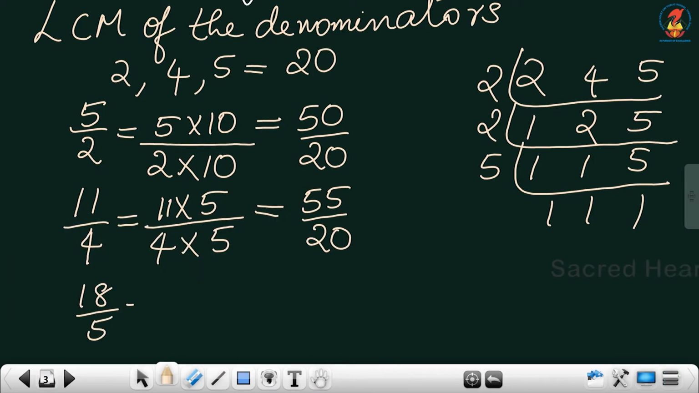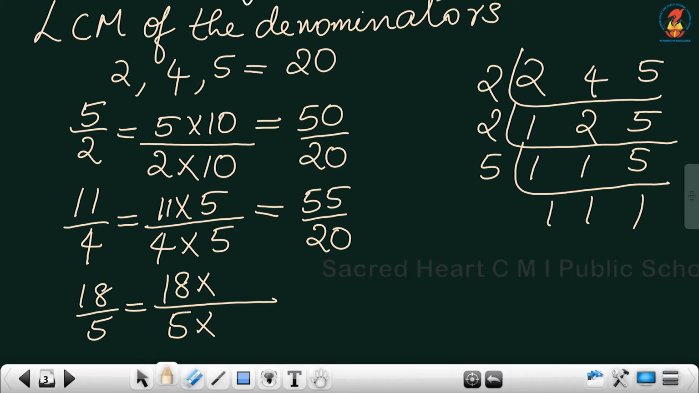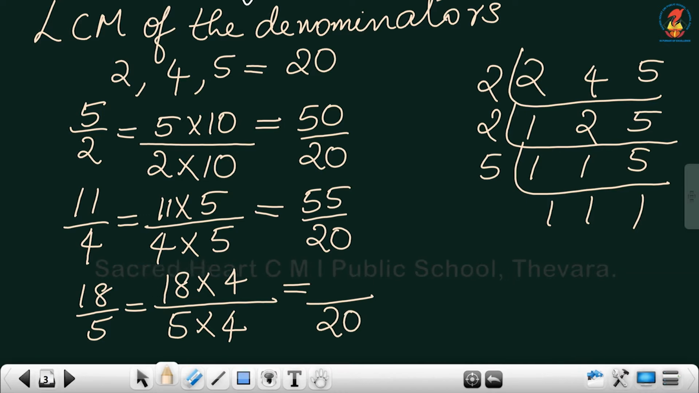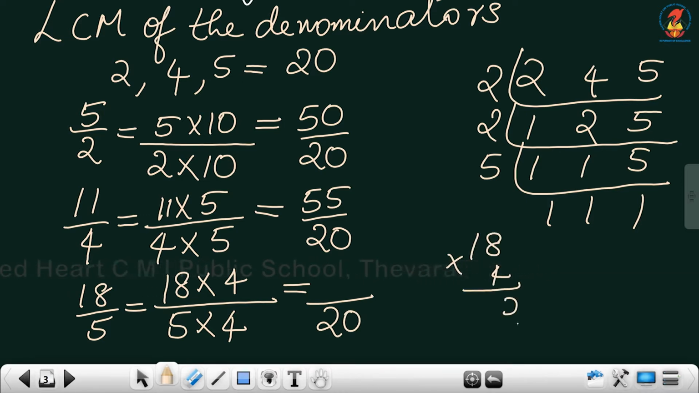18 by 5. Again, 5 into which number will give the answer? 5 into 4 will give the answer 20. So 18 into 4, what is the answer? 4 8s are 32, carry over 3. 4 1s are 4 plus 3, 7. What is the answer? 72.